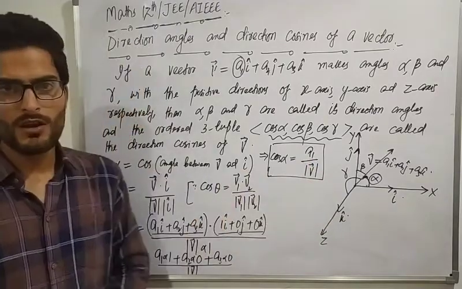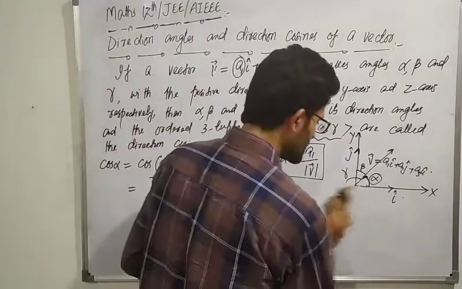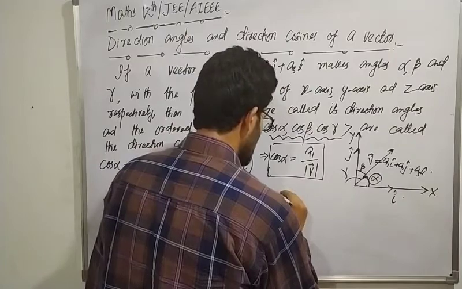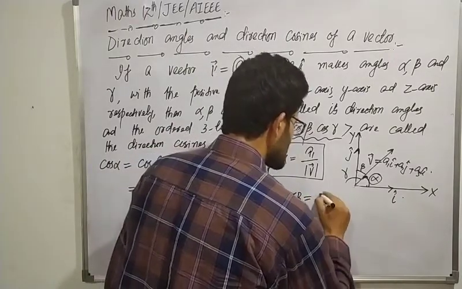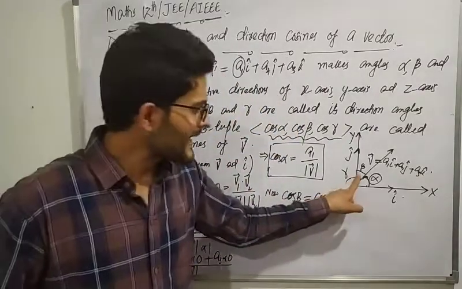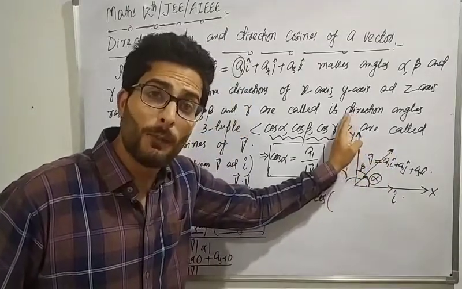In a similar fashion, we can calculate its second direction cosine, and that is cos beta. Now, similarly, we can calculate cos beta, and that's equal. Cos is cos. What is beta? Beta is actually an angle between the vector v and the positive direction of y-axis.